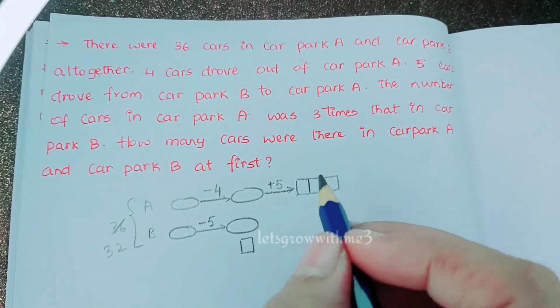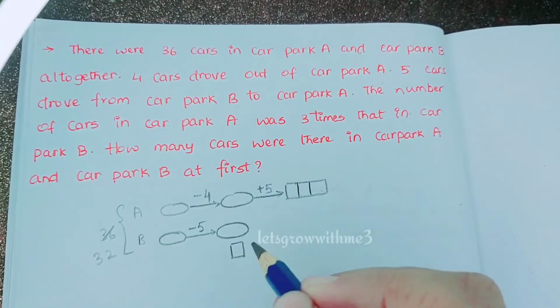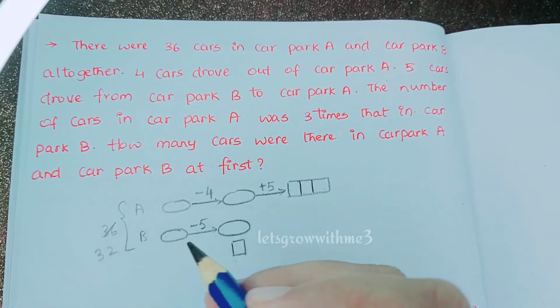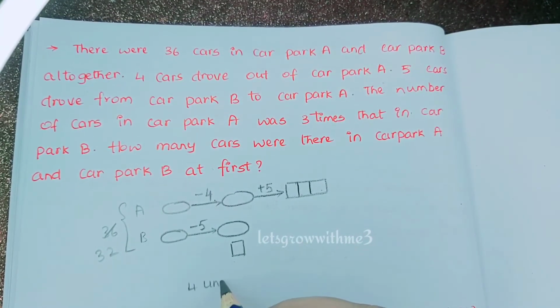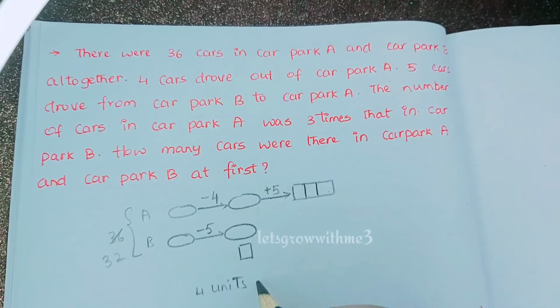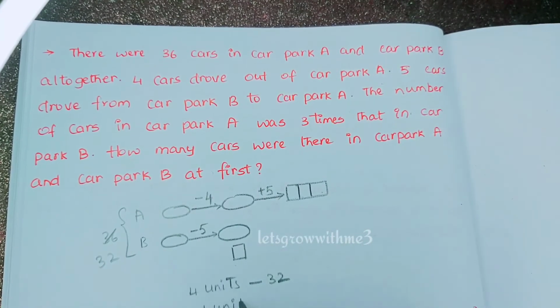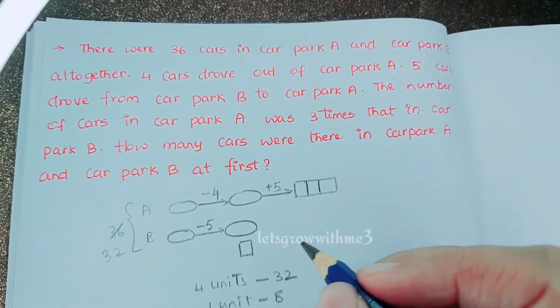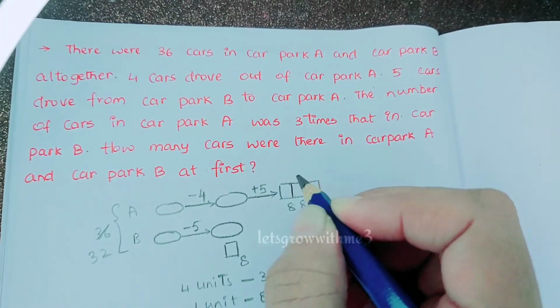Okay, so these 4 units are equal to 32. We know the altogether value didn't change, so the value is 32. So 32 is divided between 4 units. If 4 units is equal to 32, then 1 unit is equal to how much? 1 unit is equal to 8. So here it is 8, and then here the value is 24.